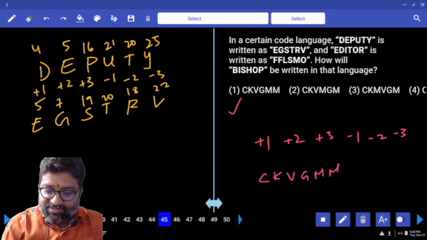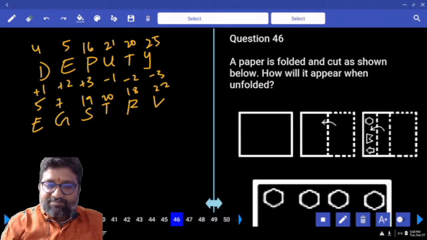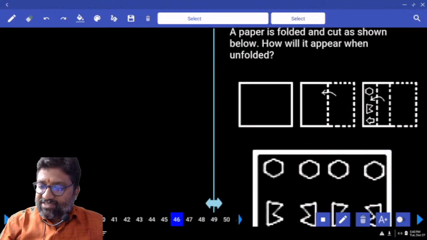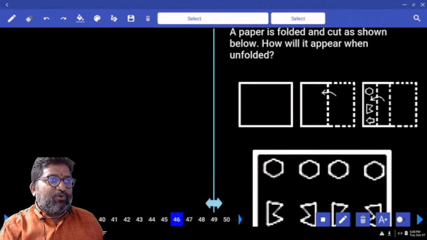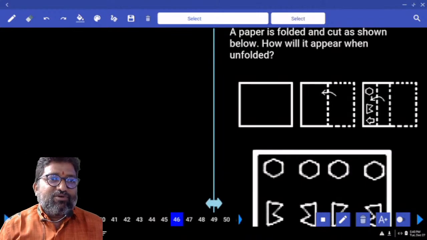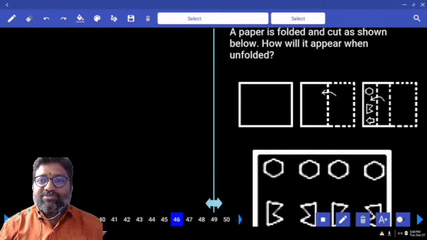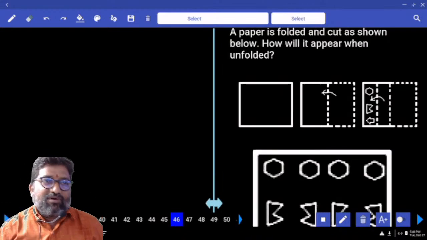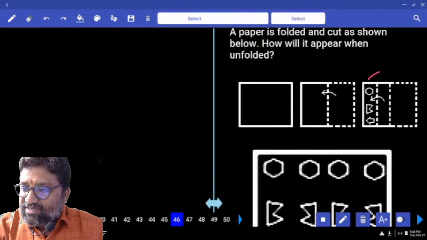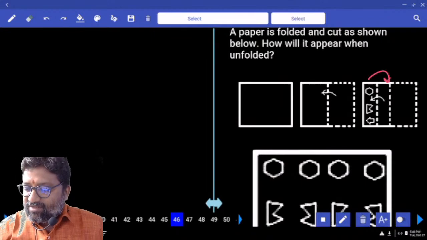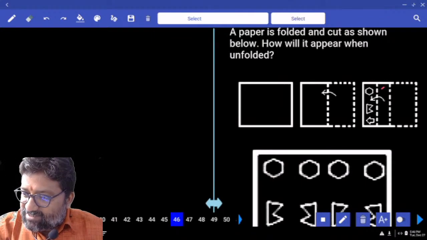Next question, 46. Simple. I won't waste much time here. You are folding the paper. When you open, you go in the opposite direction. Yes or no? So we will always go in the opposite direction to the arrow. If you observe here, it is a mirror image, from here to here. I'll get a hexagon here.